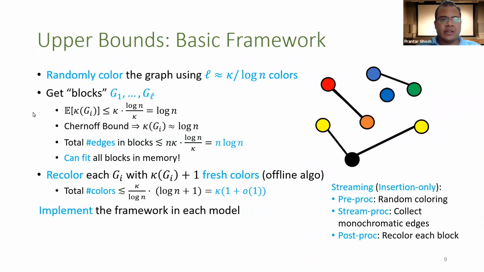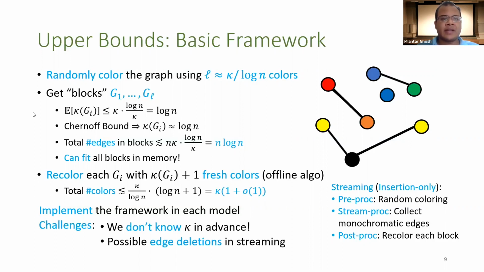Now, one issue with this framework is that we are saying that we color with kappa over log n many colors, but kappa is not known to the algorithm a priori. So this is a challenge that we need to tackle. And there is also another challenge, particularly in the streaming model, that edge deletions might occur, which would create some issues.